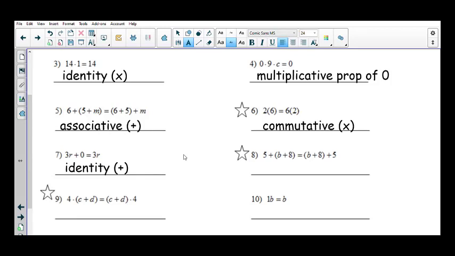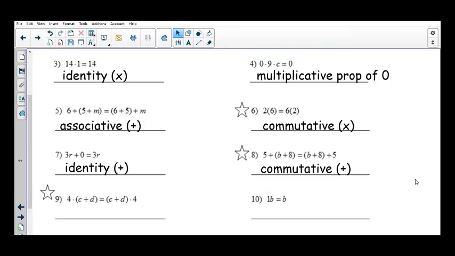Number 8, we've got 5 plus (b plus 8) equals (b plus 8) plus 5. So the parentheses remain around the b plus 8, which eliminates the associative property. But the order of the 5 and the b plus 8 changed. And when the order changes, that's going to be the commutative property. And of course, that's going to be the commutative property of addition.